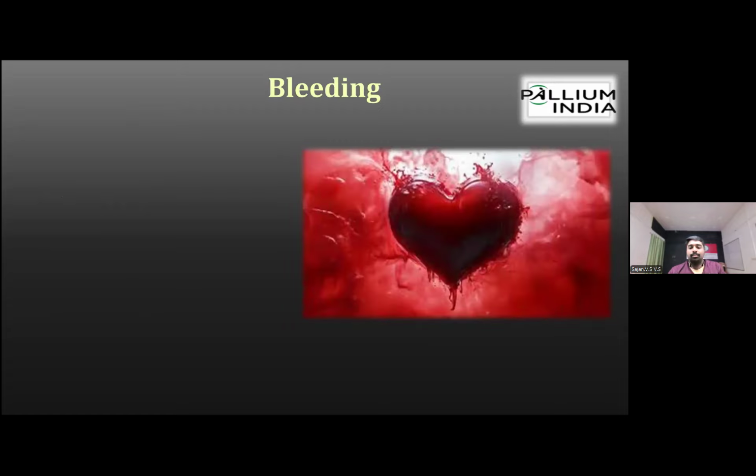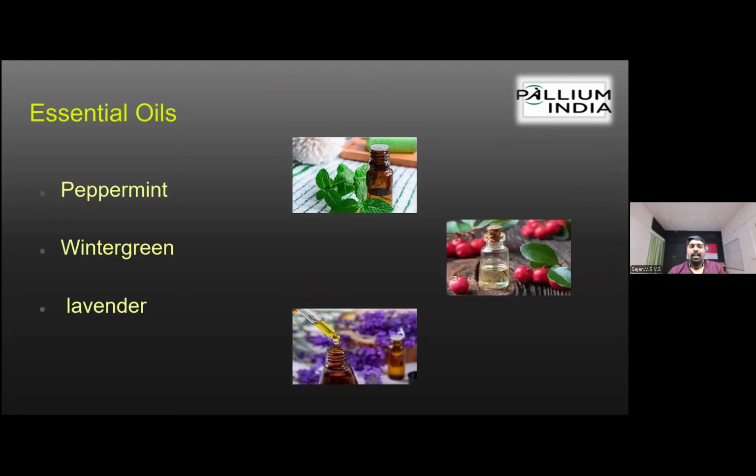Another one is Ayurvedic fumigation, the thubam karma type of thing, which we can also do inside the patient room. It will also control the foul smell.